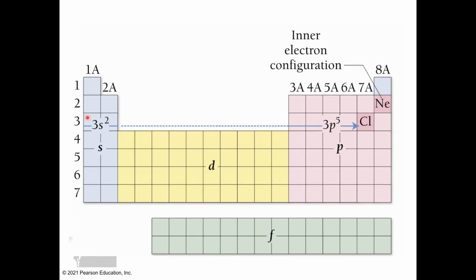Let's go to the next row. At the end of the block, we write 3s2. We're going to keep going, going, going. There are no d's here. Now we're at the p region again, and we reach our destination, and we write 3p5. So the electron configuration for chlorine is 1s2, 2s2, 2p6, 3s2, and 3p5.